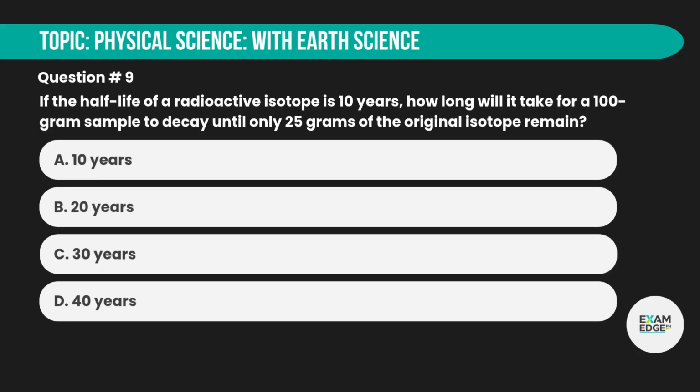Question number 9. If the half-life of a radioactive isotope is 10 years, how long will it take for a 100-gram sample to decay until only 25 grams of the original isotope remain? A. 10 years. B. 20 years. C. 30 years. D. 40 years.